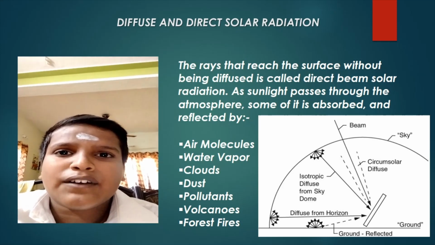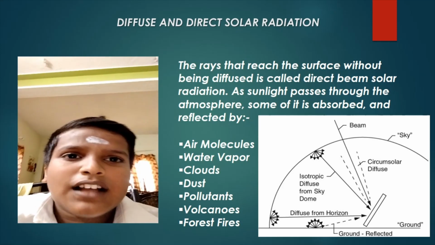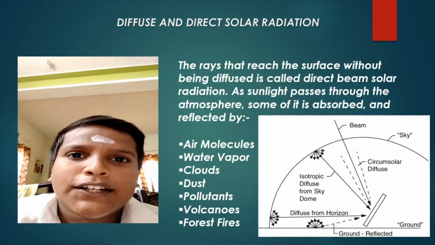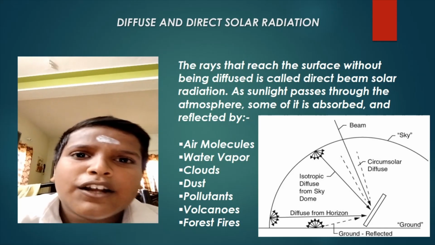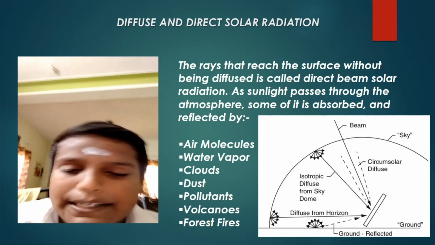As sunlight passes through the atmosphere, some of it is absorbed and reflected by air molecules, water vapor, clouds, dust, pollutants, volcanoes, and forest fires. Thank you.